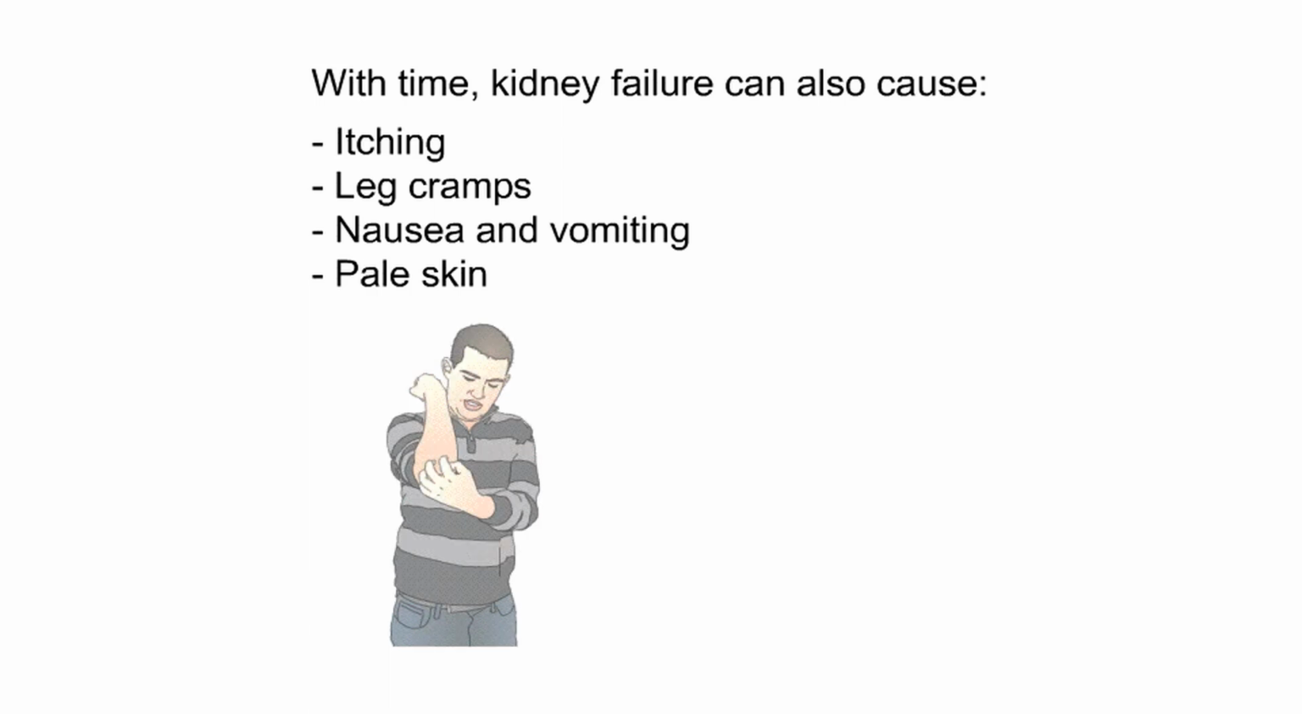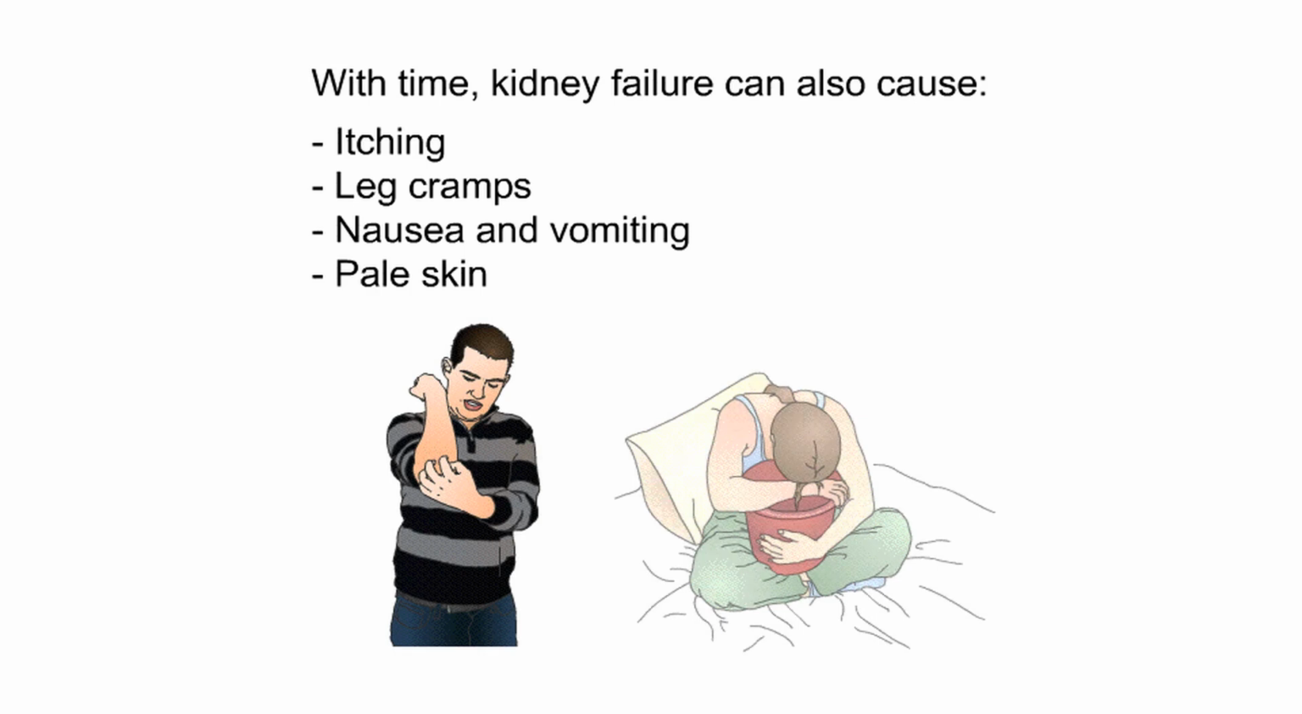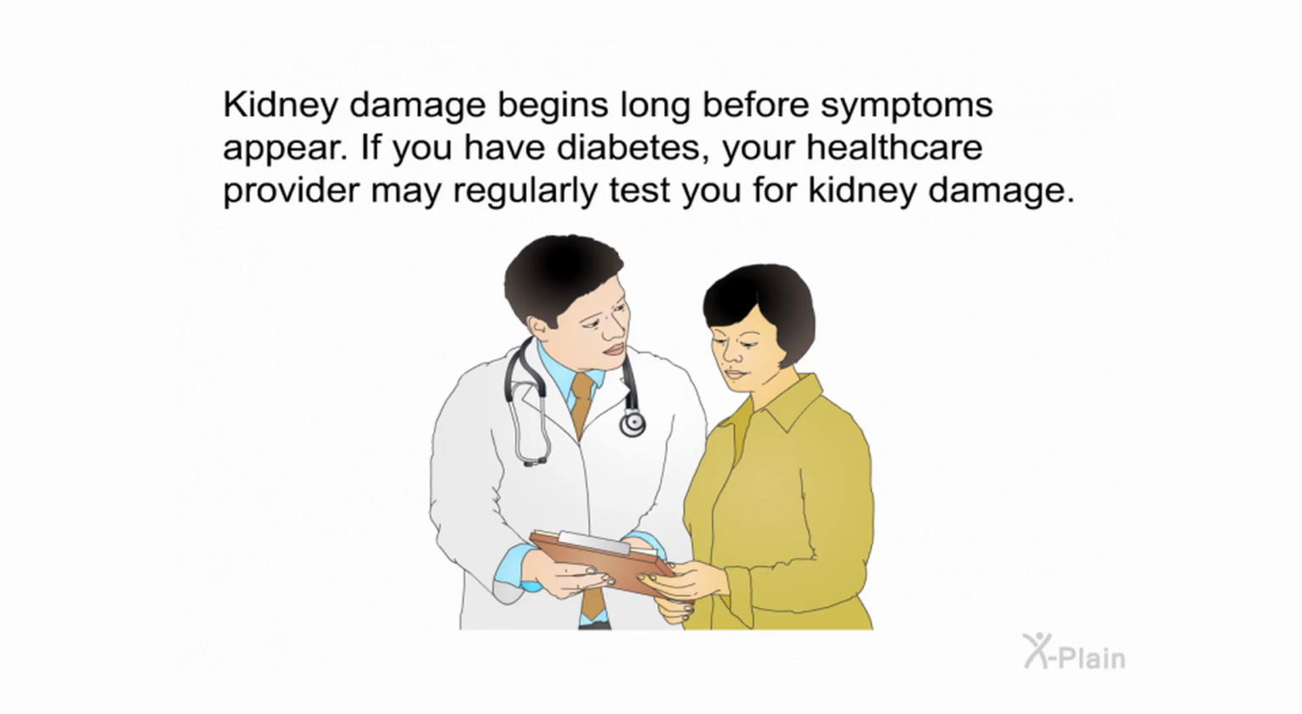With time, kidney failure can also cause itching, leg cramps, nausea and vomiting, pale skin. Diagnosis. Kidney damage begins long before symptoms appear.